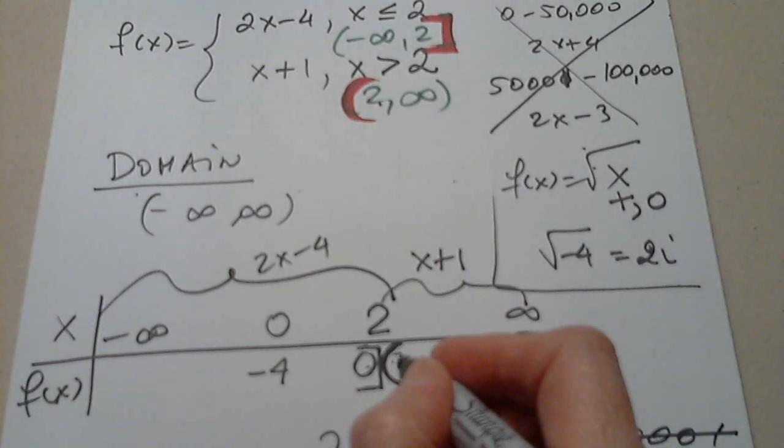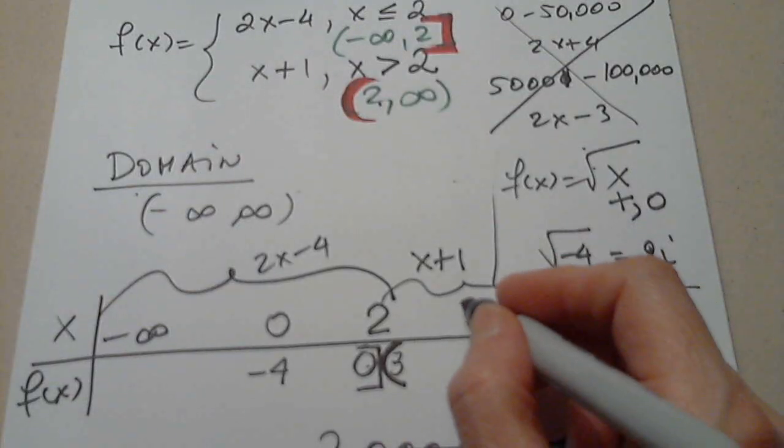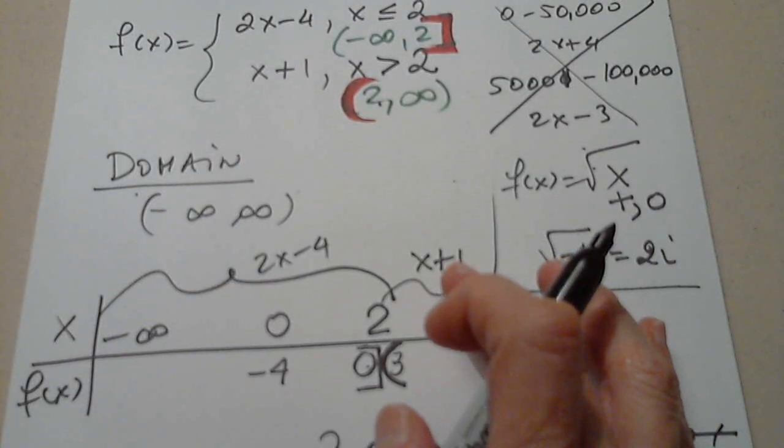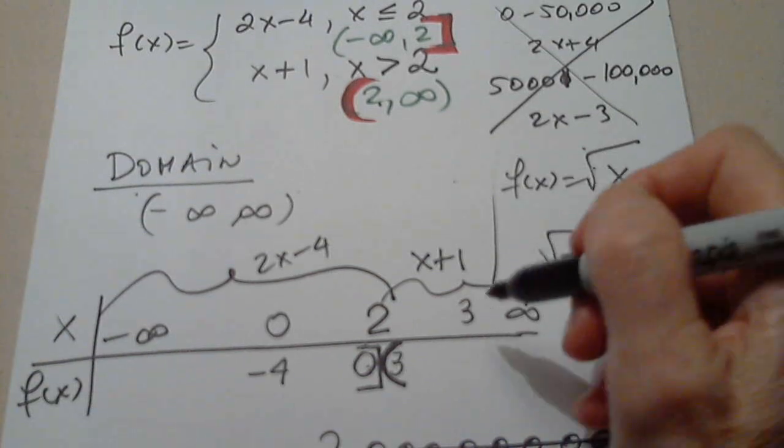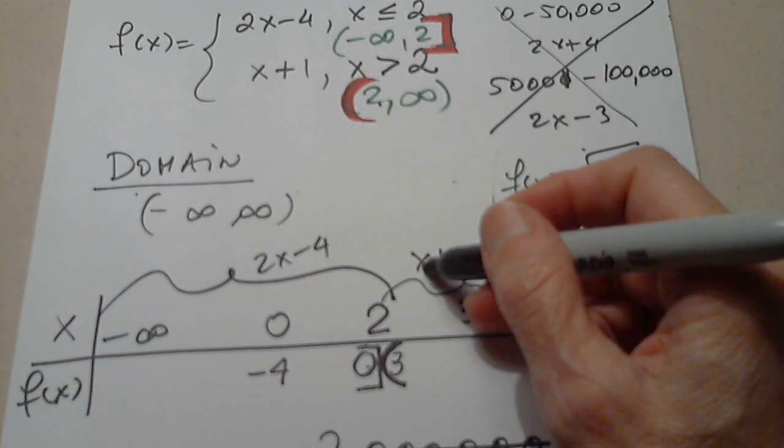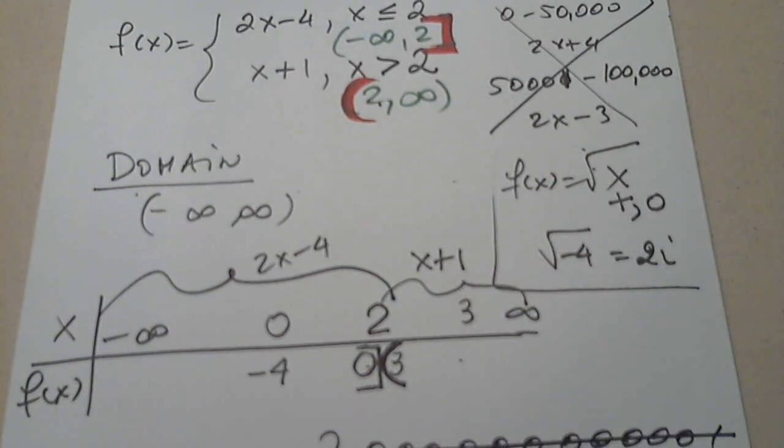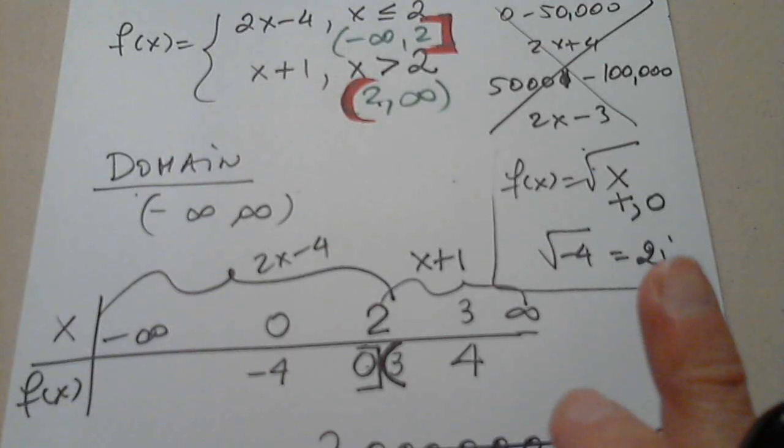You get 3. Good. I need another number because it's a linear function, so we need 2 points. So I'm going to look at 3. So when you plug in 3, what do you get? 4. That's it. Excellent.